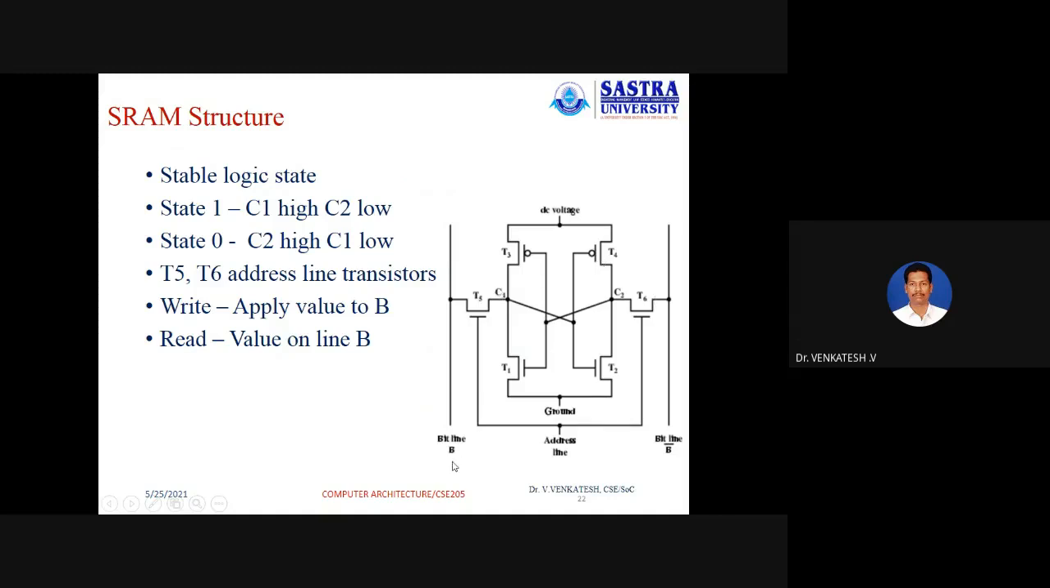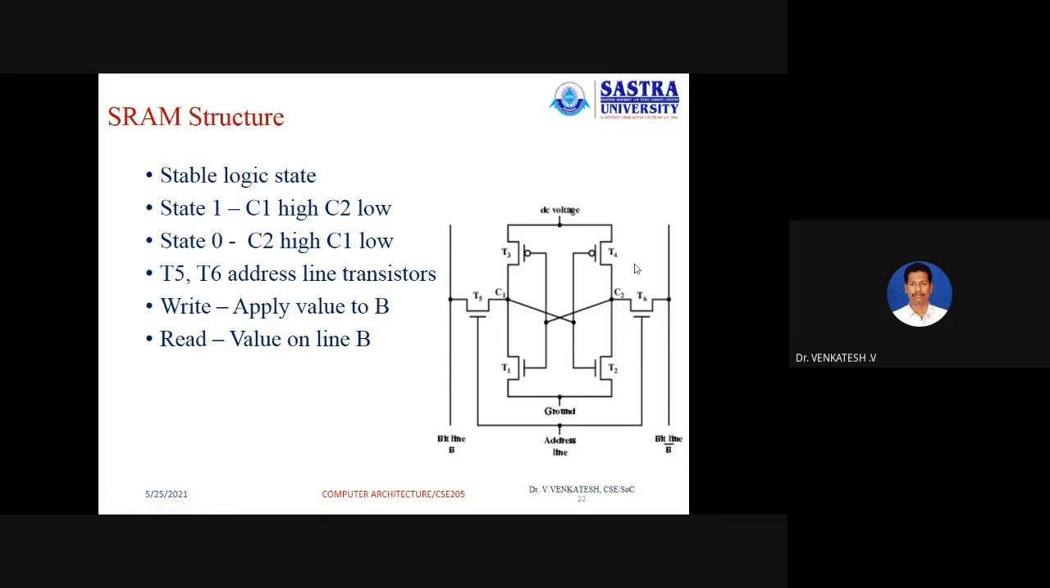So we have something called bit line and then B bar. For example, T3 and T4 are connected to DC voltage, T1 and T2 are connected to common ground, and T5 and T6 are connected to an address line. Whenever we apply a value to the address lines, the data is going to be read. For that, we use the transistor switch being on and off, and according to that we get the value.